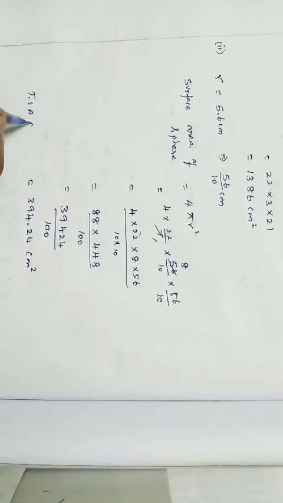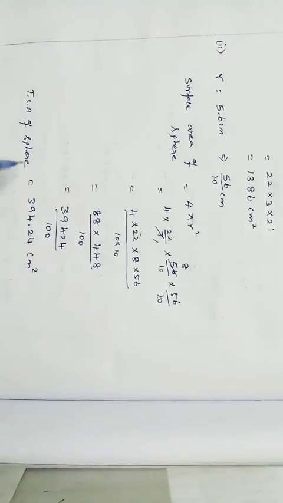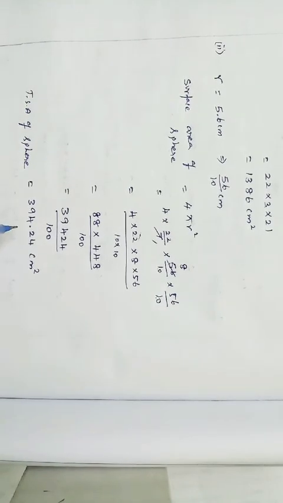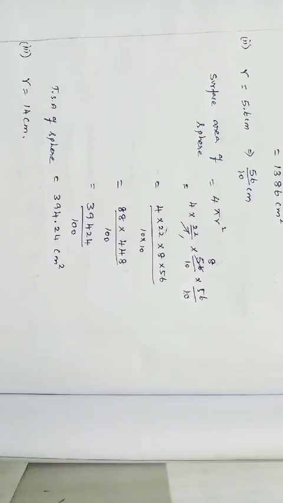Total surface area of a sphere is equal to, right? Surface area of a sphere only. TSA of sphere is equal to 394.24 centimeter square. Still we are having one more subdivision. That is nothing but third subdivision. What is the radius? Radius is equal to 14 centimeter. R is equal to 14 centimeter.